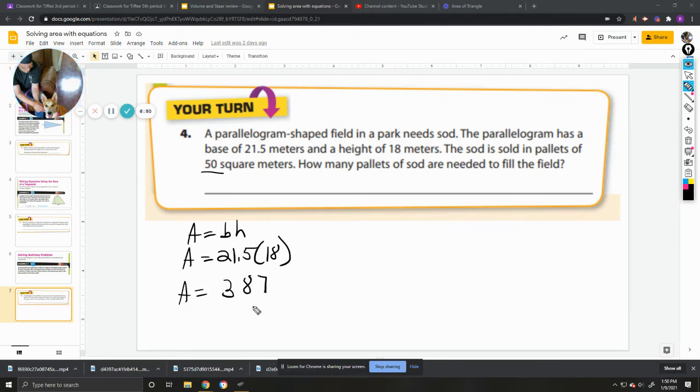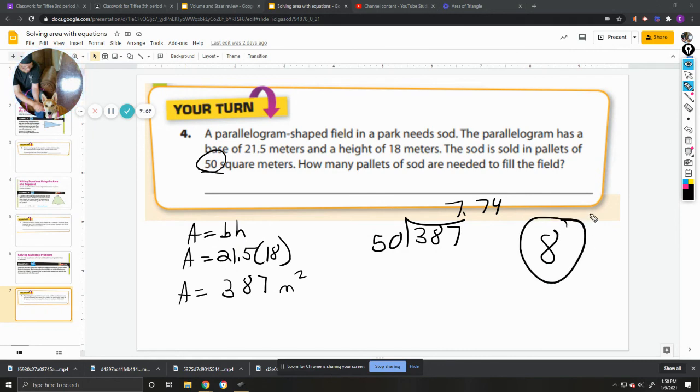That means they have to fill an area of 387 square meters. Well, each pallet covers 50 square meters. So you're going to divide 387 by 50, which is about 7.74. But you can't buy 0.74 of a pallet, so you round it up. You're going to need 8 pallets to fill this field.